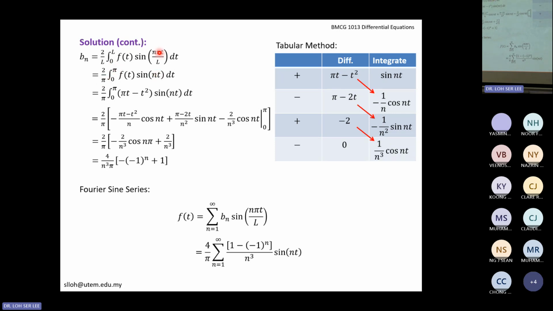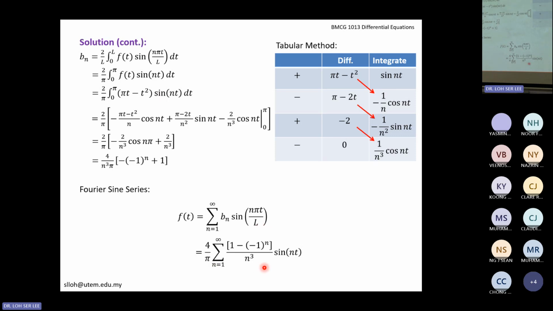When L is pi, you can cancel out the pi. So you have nt, sine nt, and your ft is this function. So this one, polynomial with sine function, we have to use the tabular method. So you see the working is exactly the same as when you find An. So substitute pi and 0, you get this Bn. Then just substitute the Bn into the formula of the Fourier sine series. Then you will get the final answer.